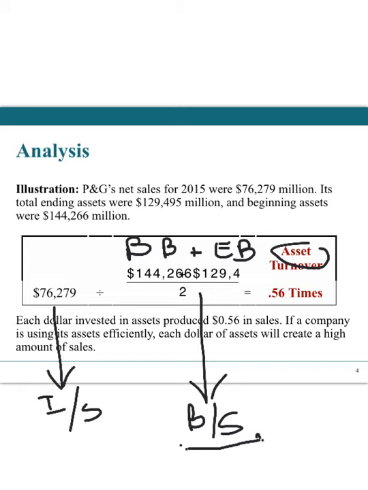And in this case, my asset turnover is 0.56 times. So that means that each dollar invested in assets produces 56 cents in sales. It's nice for the company to compare. And of course, the higher this value is, the better, right? So the assets are more efficient in this case.